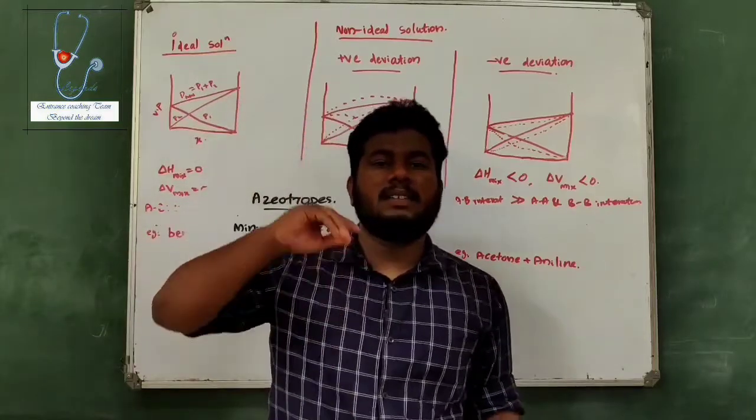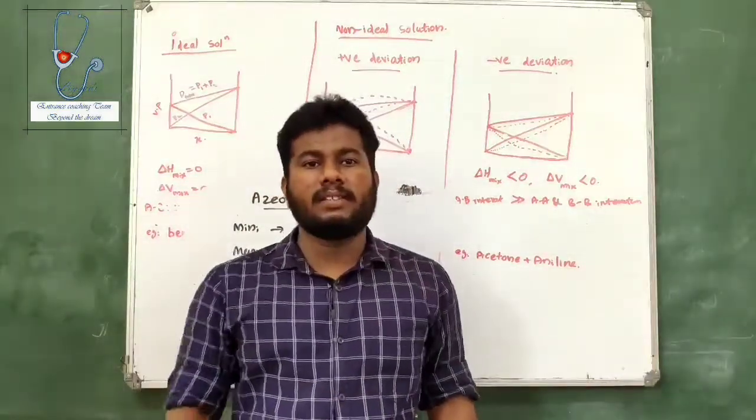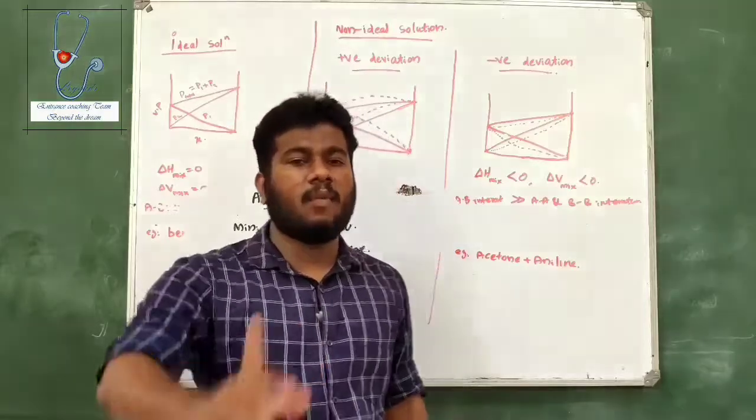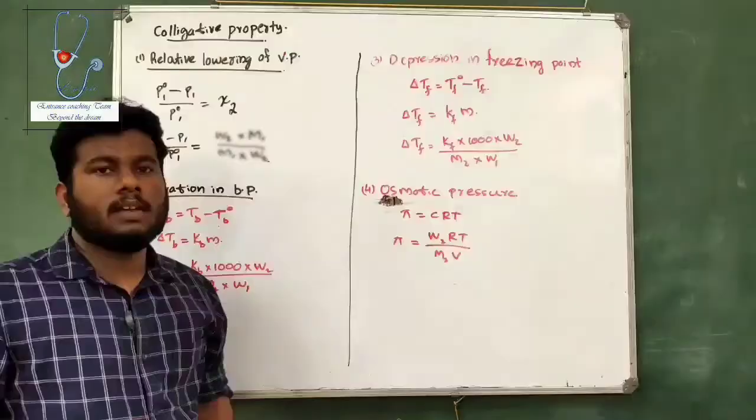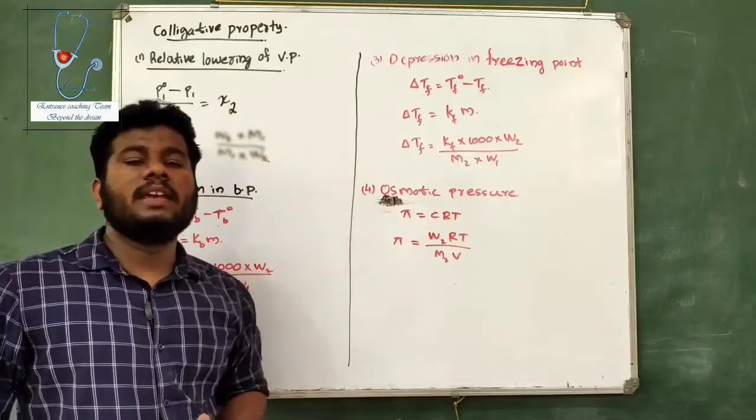Second is elevation in boiling point. Third one is depression in freezing point. And fourth one is osmotic pressure. Come to the next topic, colligative property.